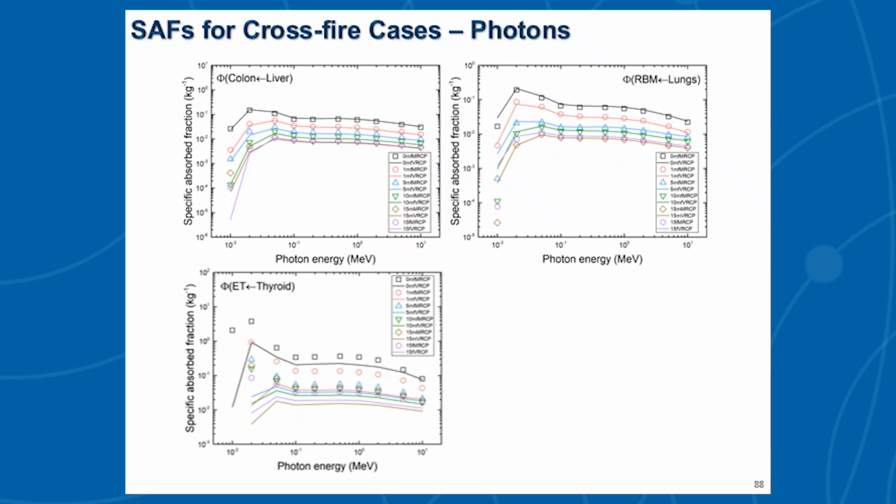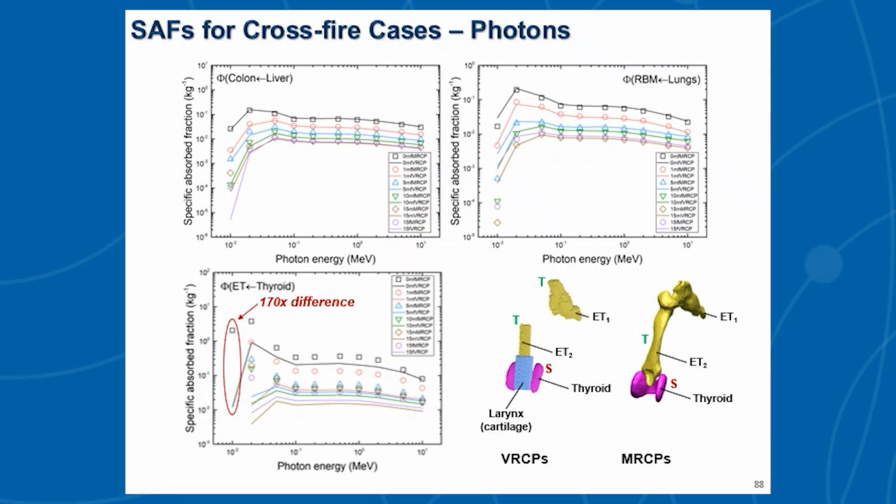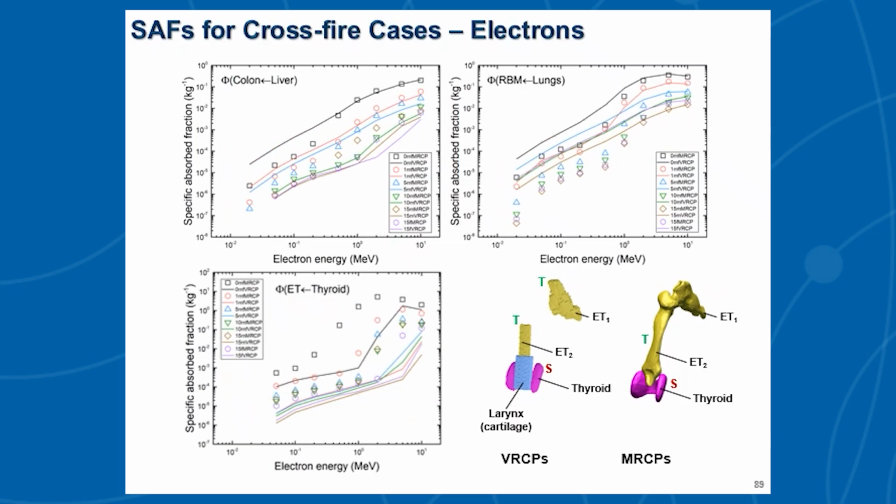We found very large differences when the thyroid is the source and the ET region is the target, with SAFs differing by up to 170 times at low energies. The differences were even greater for electron SAFs, with the largest differences reaching up to 1,600 times.